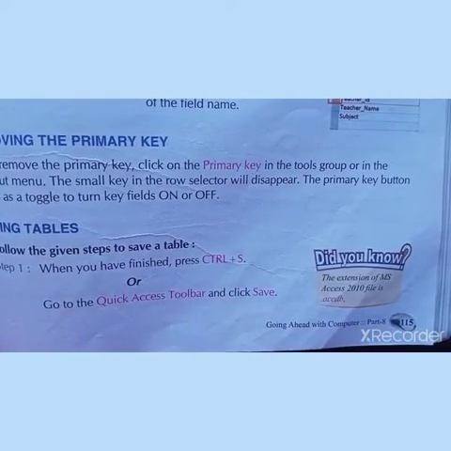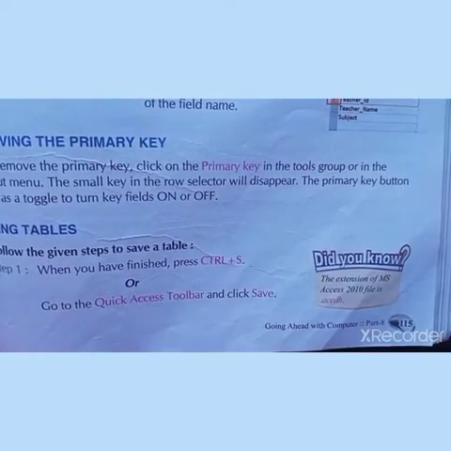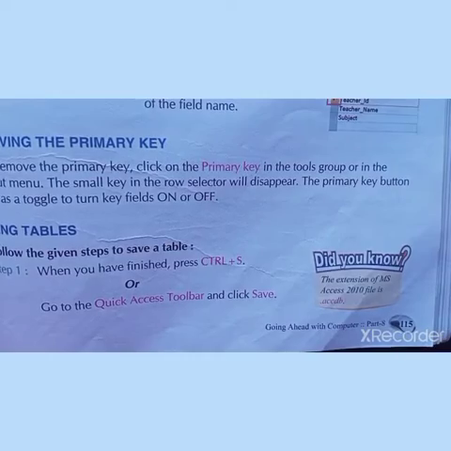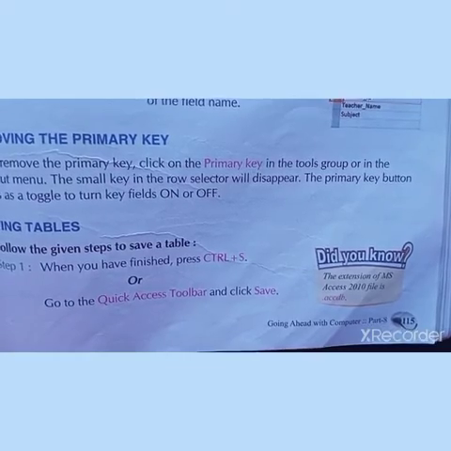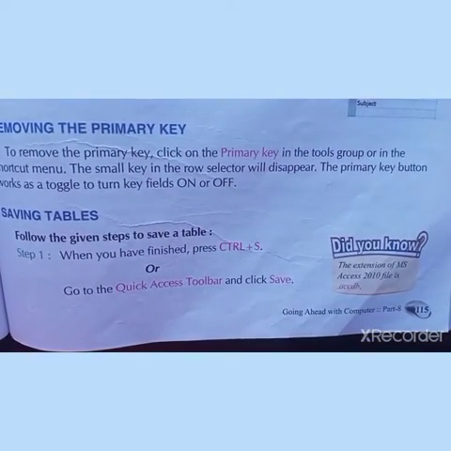Or again you can right click on the field and again click on the primary key. Your primary key will disappear from the field. This way we can remove it. Now next is how can we save the table.